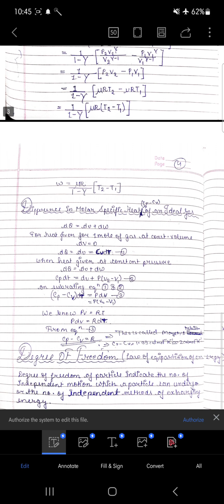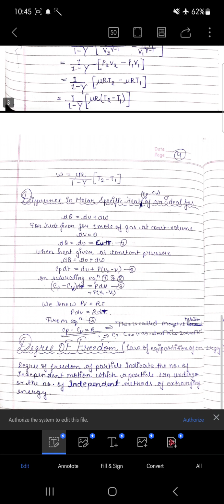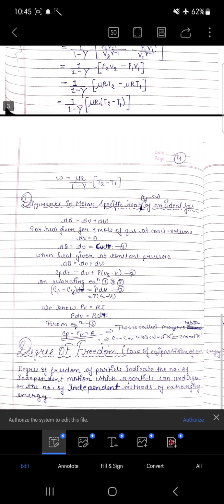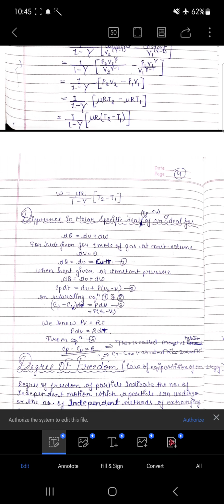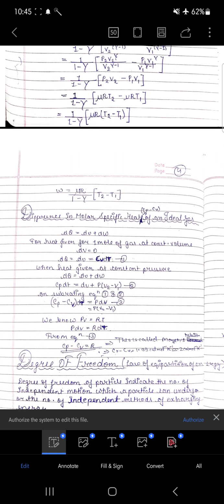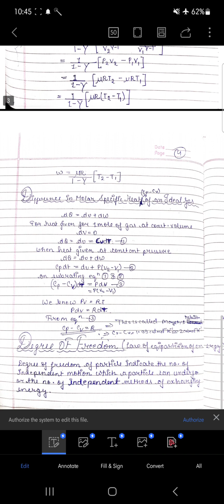It is written in the last. This is also known as Mayer's relation, and this is a very important relation that you shall learn. Here the derivation is done based upon that first law, and it has been taken for 1 mole of an ideal gas. First at constant volume, so delta V will be equal to 0, dV is equal to 0, it is written there.